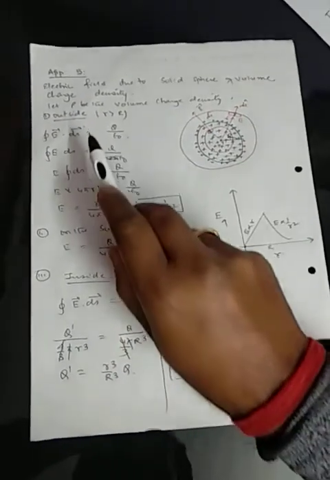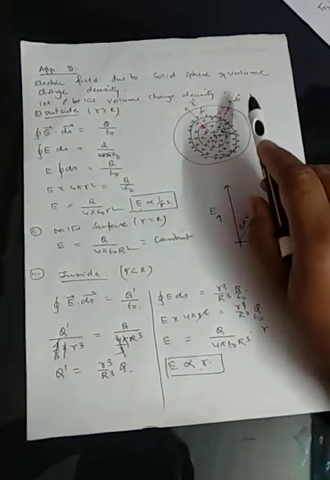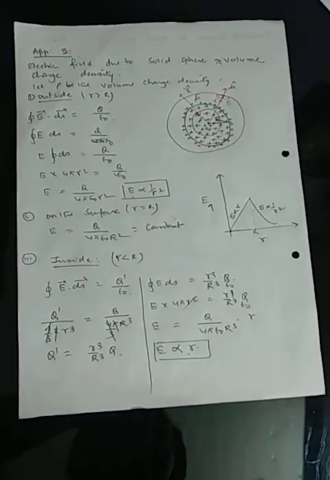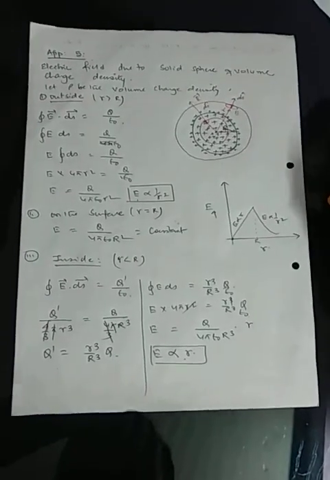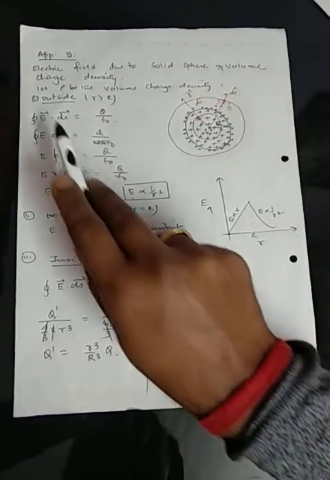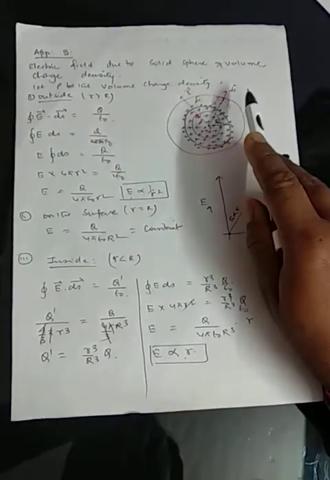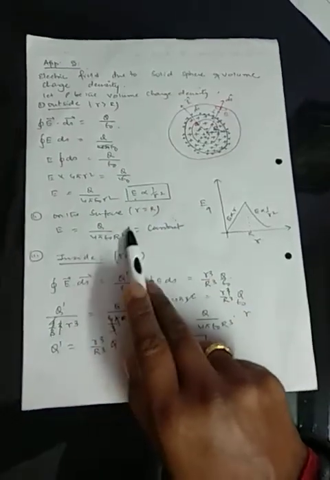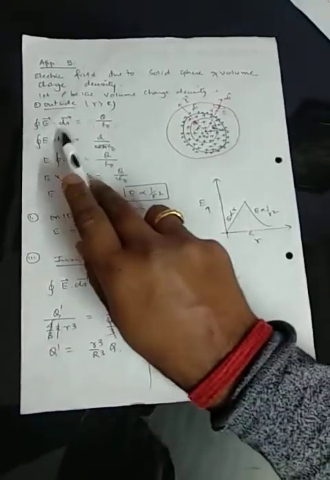This is application number 5. This is not so important for examination, but still you should learn this. In application number 5, we are calculating electric field due to a solid sphere. So here we are required to consider volume charge density. Why volume charge density? Because charges are present within the body also. So here we are considering rho to be the volume charge density. First we will be calculating outside the sphere, then on the surface, and then inside. Let's try to understand outside the sphere.